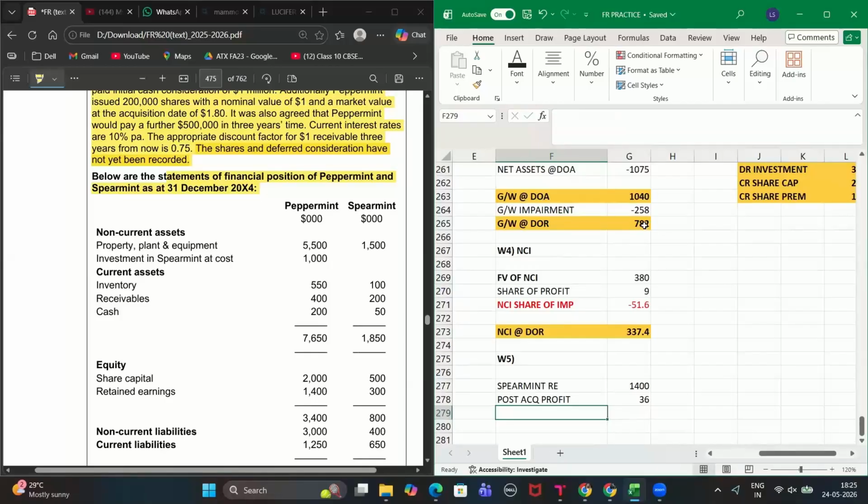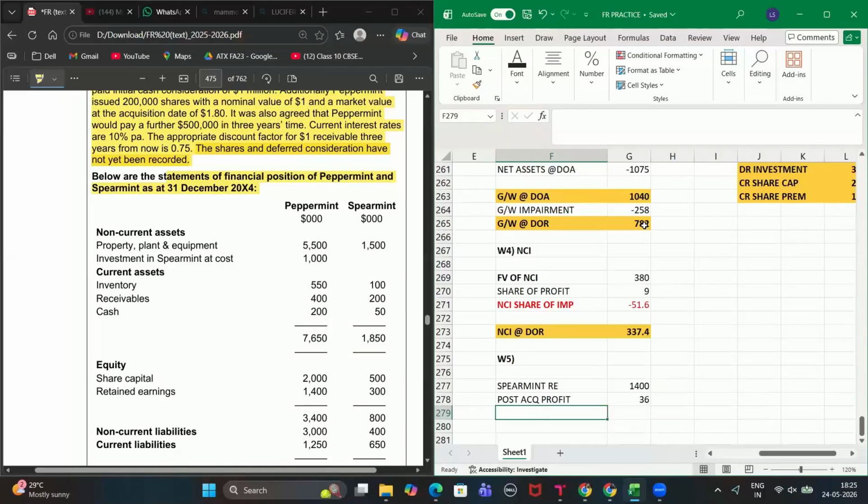Have we incurred any impairment? Yes. Where will we show this impairment? It's an expense for us, so we have to show it in the group retained earnings. Got it? In the case of impairment, the NCI share will be shown in working 4 and the parent's share will be shown in working 5. Is it clear?